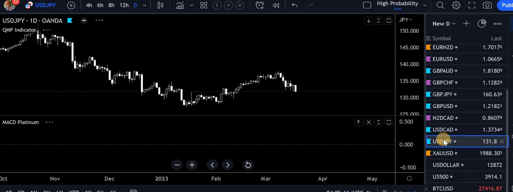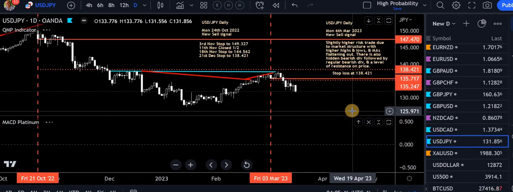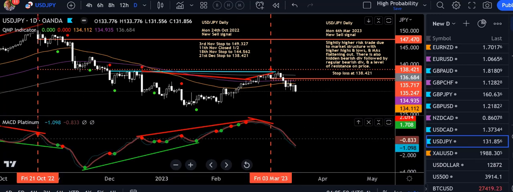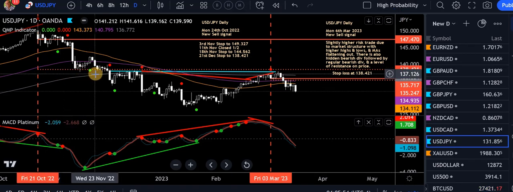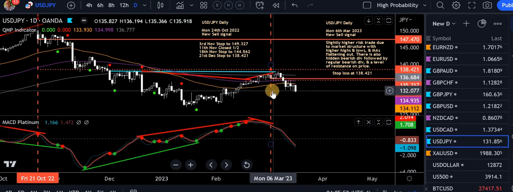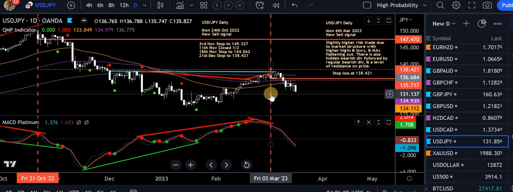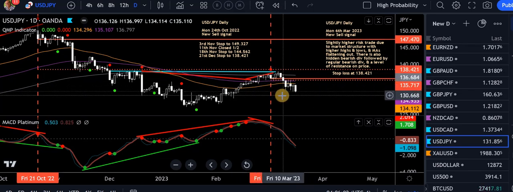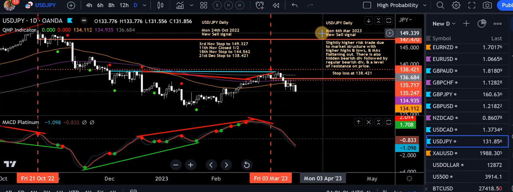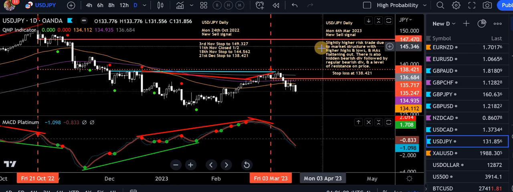USD Japanese yen, should be in a couple of sells on this. Once my chart catches up with everything, there we go. So we're in a sell from the 24th of October. It's probably my longest trade, I think. Can't lose, there's a stop there. Took another sell on the 6th of March in here. Went against me initially, but it's come down nicely and now heading in the right direction. On the 6th of March, yeah, that was when I took it.